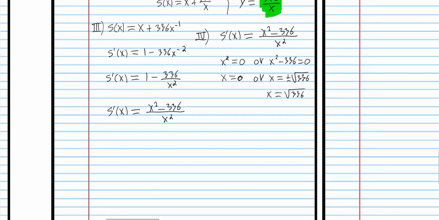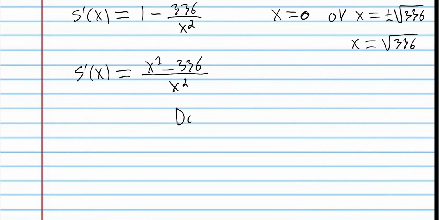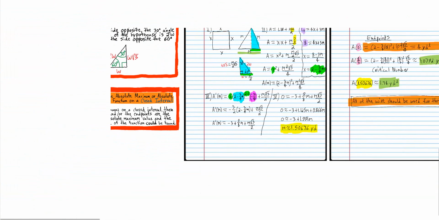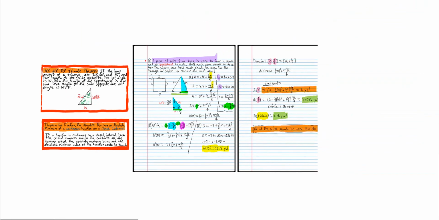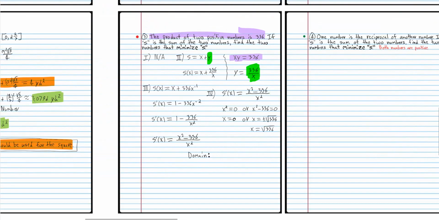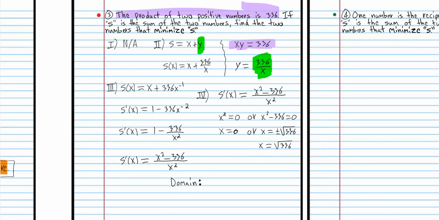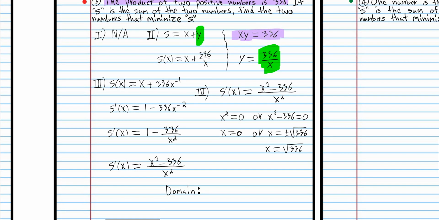Now we have to consider the domain. Before we do anything, we have to consider the domain because we want to know if we're going to use the first derivative test or if we're going to use that theorem that we talked about. If we have a closed interval and a continuous function, then we don't need to use the first derivative test. We can just check the value of the function at the endpoints and the critical number and then compare them and see which one's the smallest value so we can minimize. So let's look at the domain.